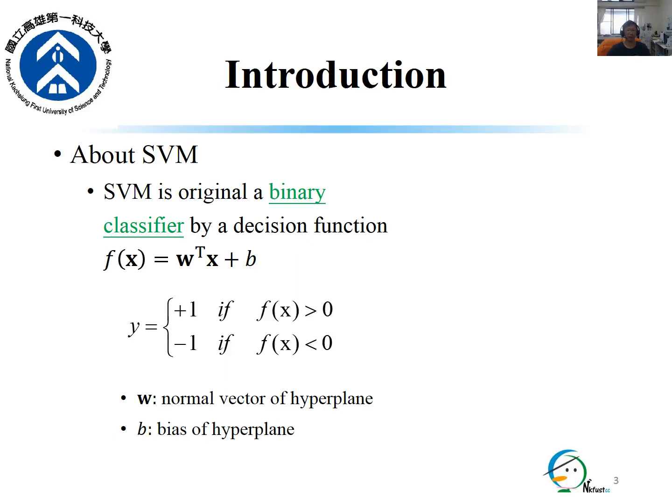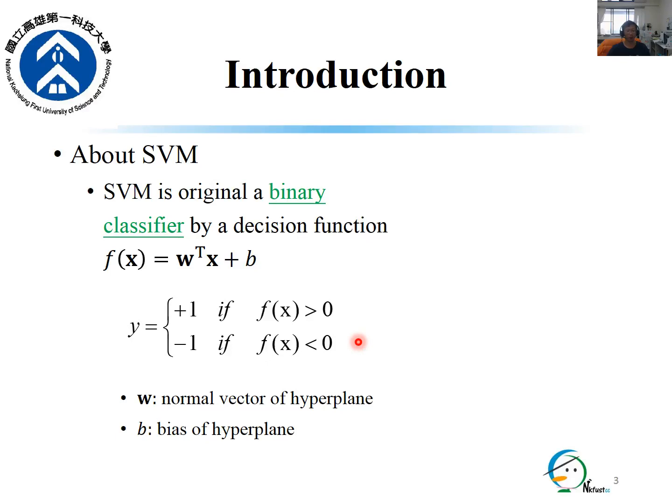SVM is originally a binary classifier with a decision function f of x. If f of x is greater than 0, the output label is +1. If f of x is less than 0, the output label is -1.